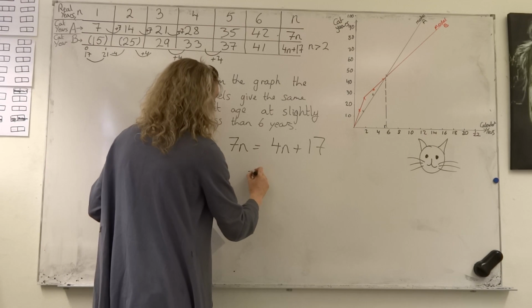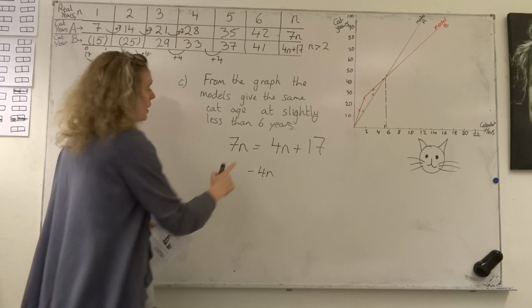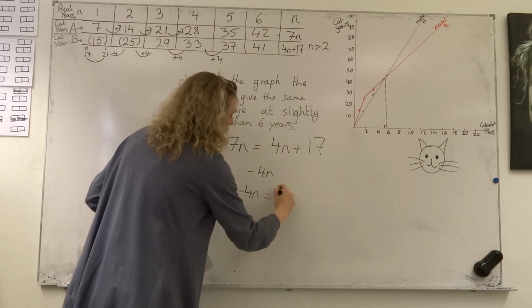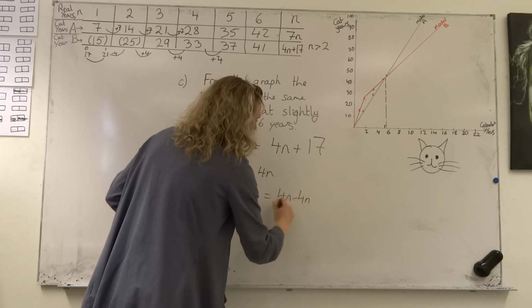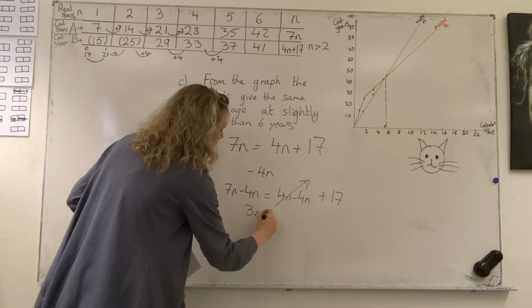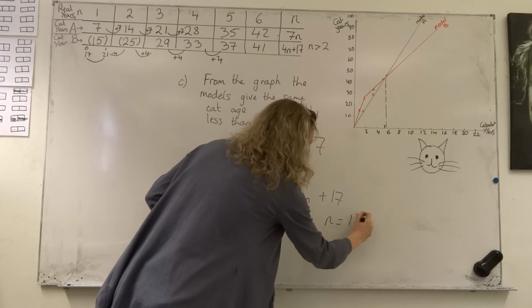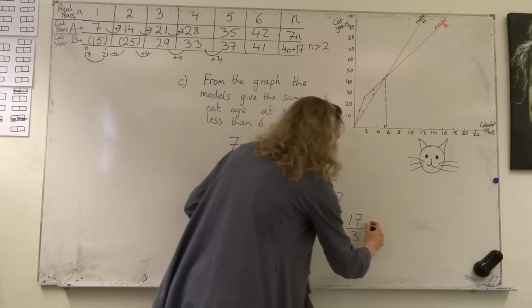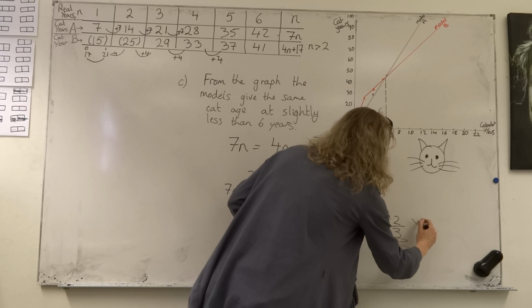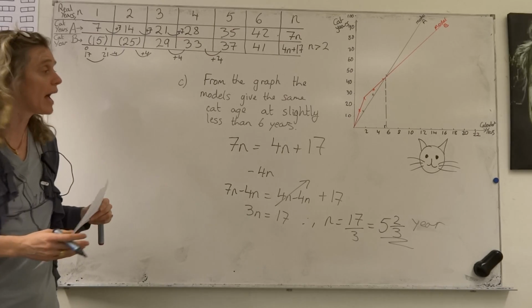Minus 4n to both sides will give us 7n minus 4n equals 4n minus 4n, which will go to 0, plus 17. So we know that 3 lots of n equals 17. Therefore, n will equal 17 over 3, which is the same as 5 2/3 of a year. Now we have an exact answer that we've proved using our algebra skills.